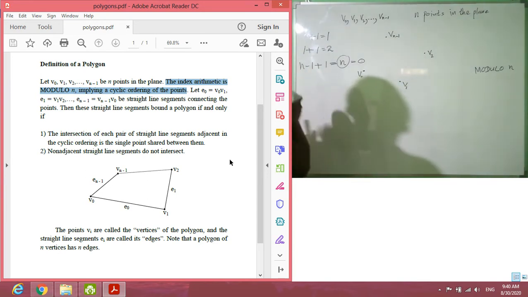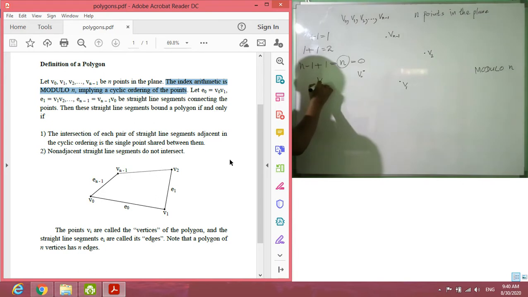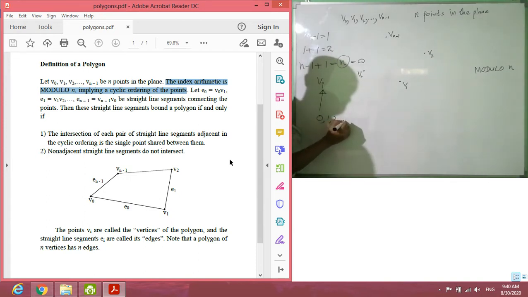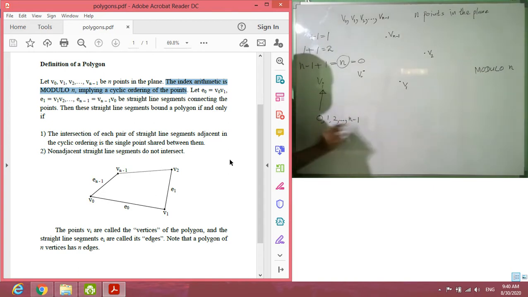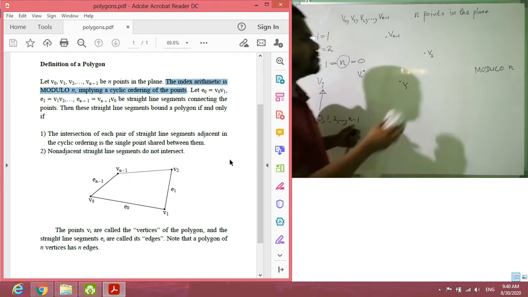That means if we have vi, this index is always in between 0, 1, 2, up to n-1, so always a number between these values. That is the meaning of modulo n.